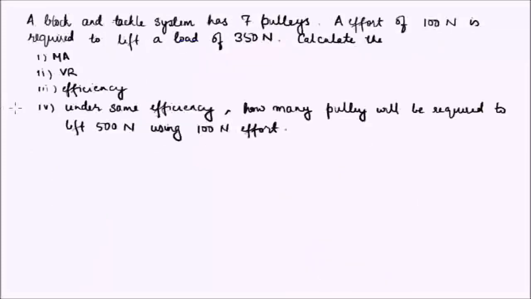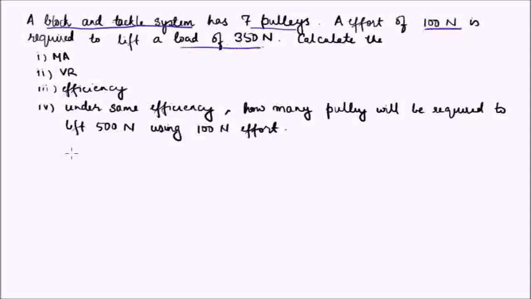This second question deals with a block and tackle system. We have a block and tackle system, that is, there will be two blocks of pulleys, one the fixed block and the other the movable block. And this block and tackle system has 7 pulleys. It says that an effort of 100 Newton is required to lift 350 Newton of load.